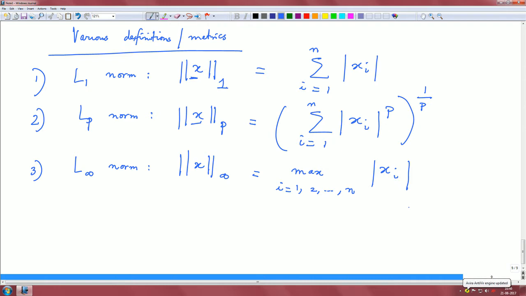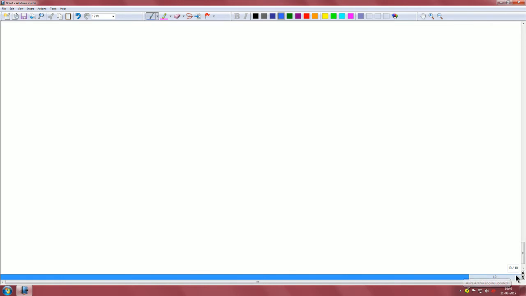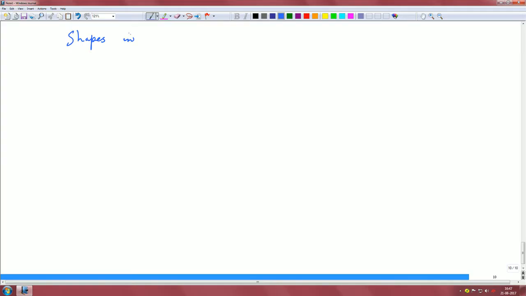Now, I think it is very important for us to think how these norms are related geometrically, because if you think about the geometry, it is very easy for you to visualize and picture where this vector lies, what the boundary is, what we are trying to optimize, and that picture becomes very, very clear. So, let us see the shapes in R2. That means we have all our vectors which are in R2, that is 2 coordinates, 2 dimensional vectors, and we want to see where these norms reside.